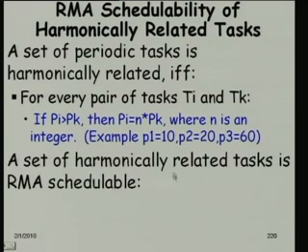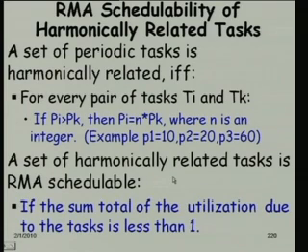Now, for a set of harmonically related tasks, the schedulability criterion is that the sum of the utilization due to the tasks is less than or equal to 1. So, even 100% utilization is possible even if there is a large number of harmonically related tasks. It is not very hard to show that the utilization achievable is 100%.